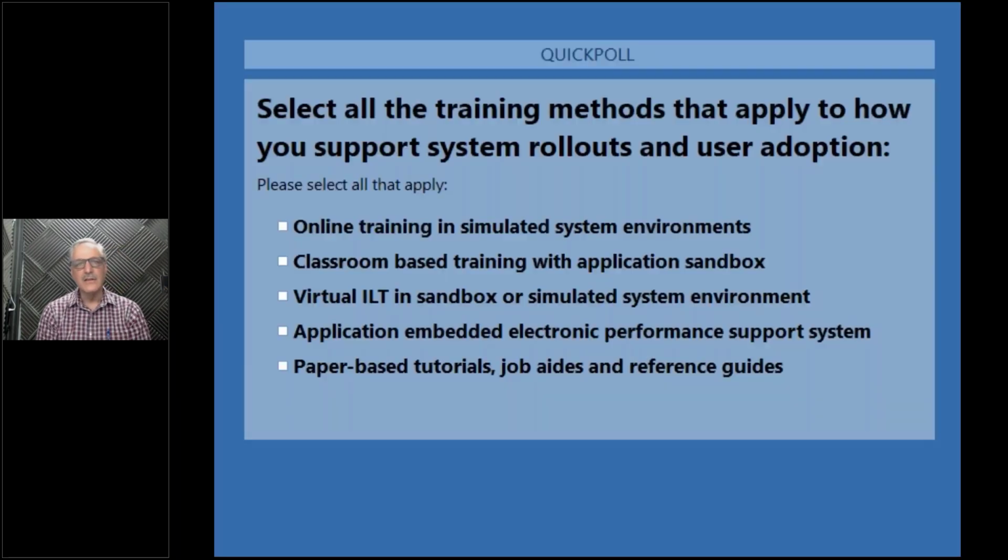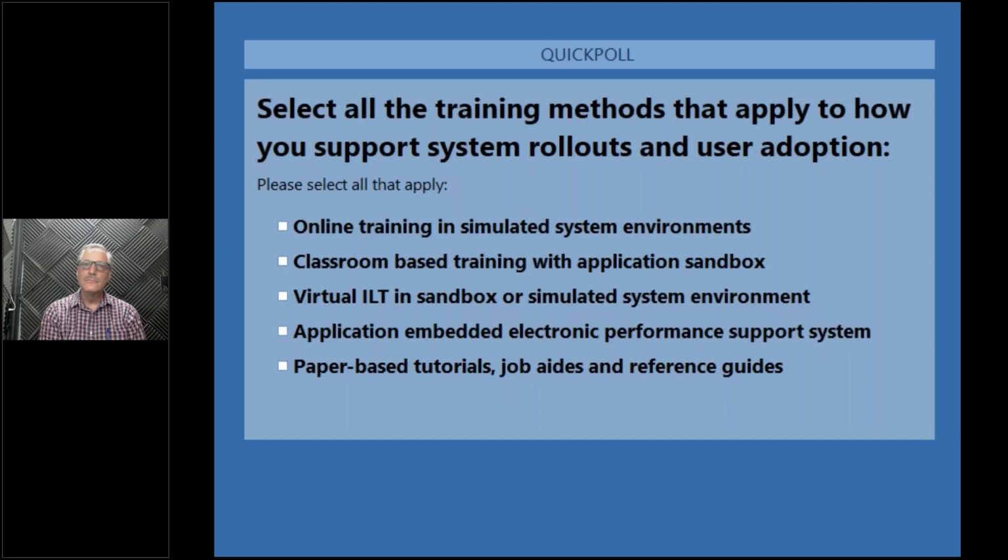So let's get a sense of how people are currently supporting system rollouts and user adoption. Sure, and this one is multiple select. So if more than one of these apply to you, please do select them all. Are you using online training, simulated systems environments, classroom-based training with application sandbox, virtual ILT, application embedded electronic performance support system? How many of these are you using?